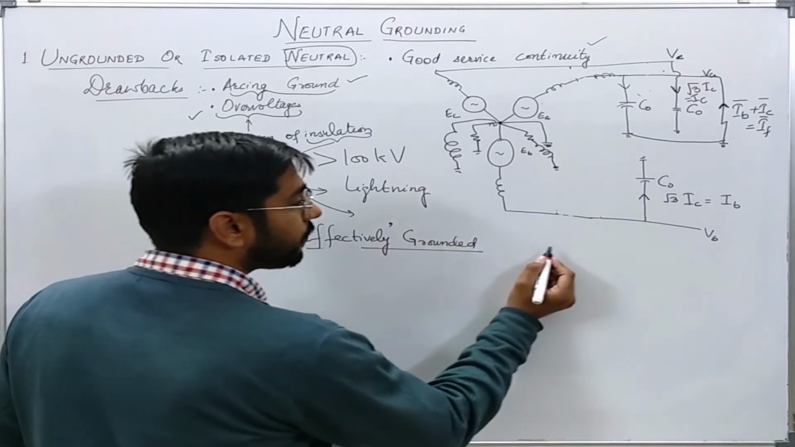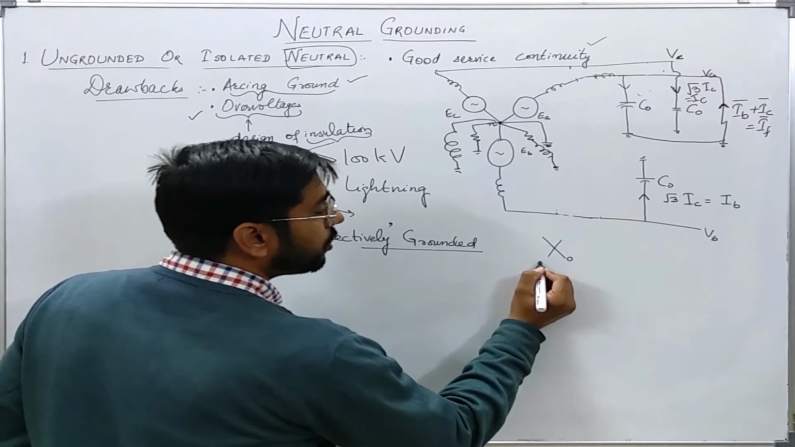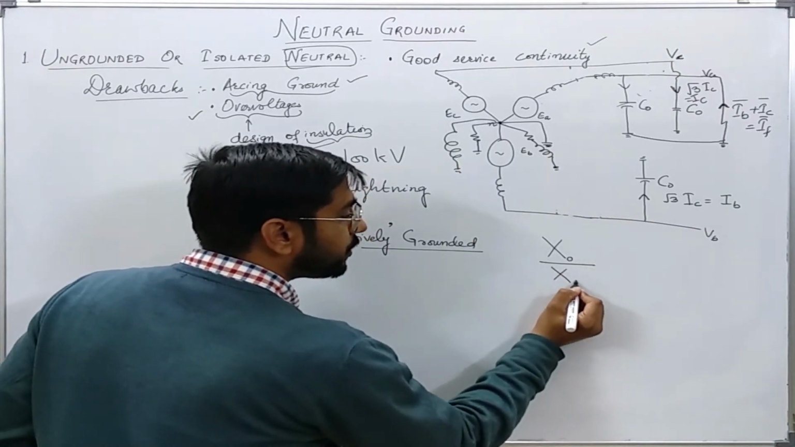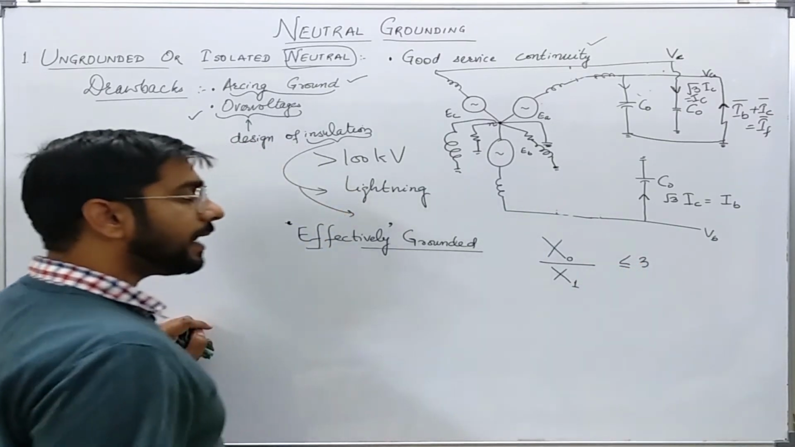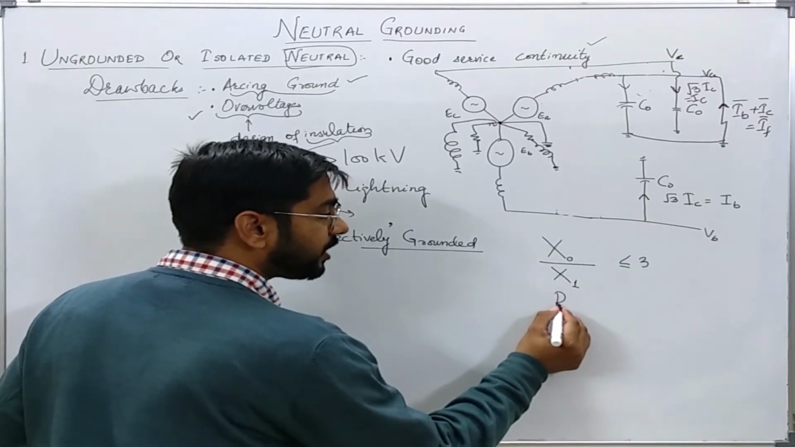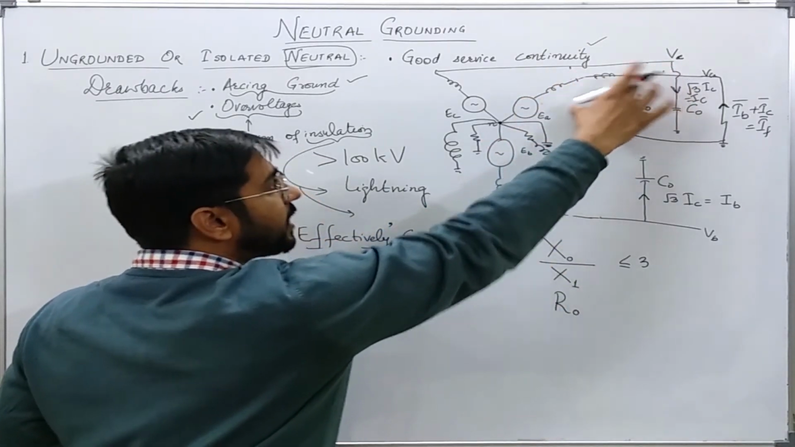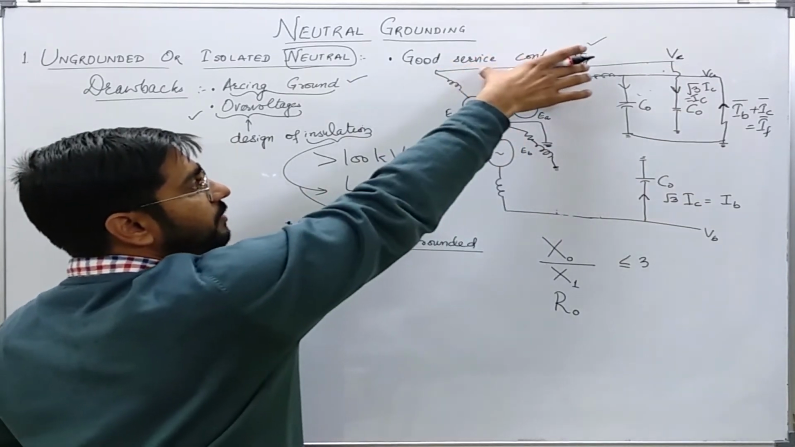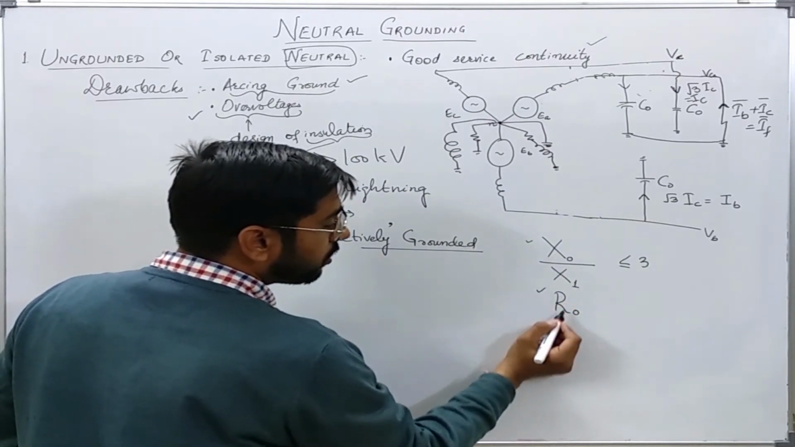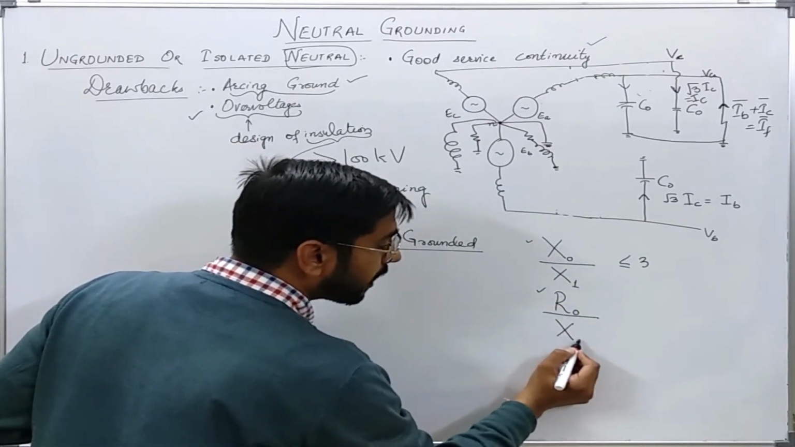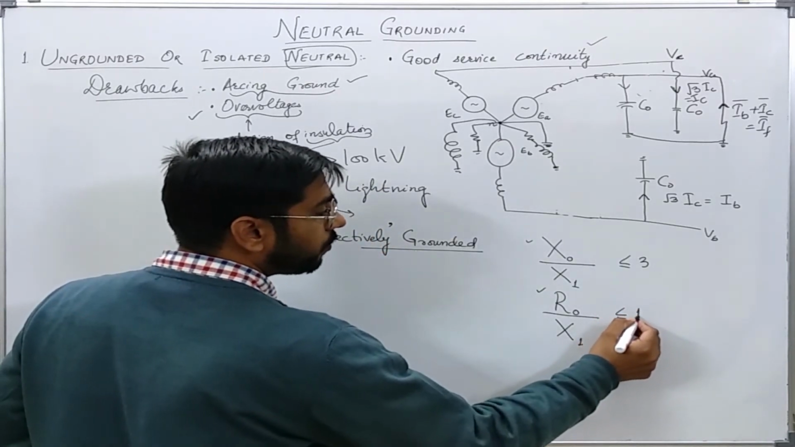What are those? The system's total zero sequence reactance to the total positive sequence reactance should be smaller than or equal to 3, and the system's total zero sequence resistance, in this part as well as the neutral, that is x naught as well as r naught, and the ratio with respect to x1, the positive sequence reactance, should be smaller than or equal to 1.